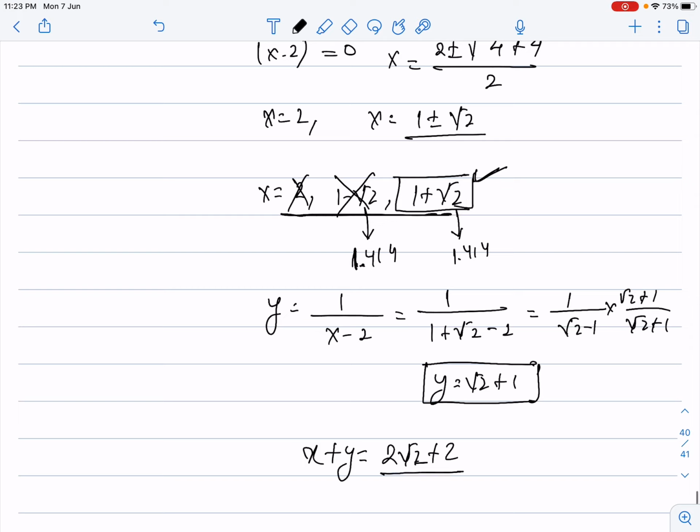So is there any option like this? Let's see. 2 root 2 plus 2. Yeah, 2 plus 2 root 2 is the right option over here.